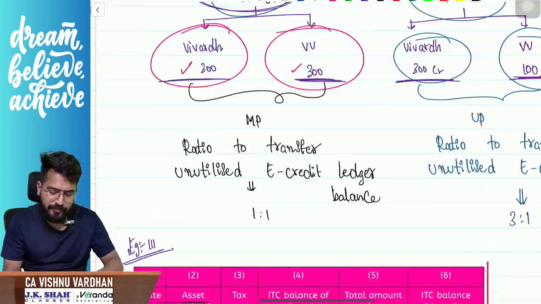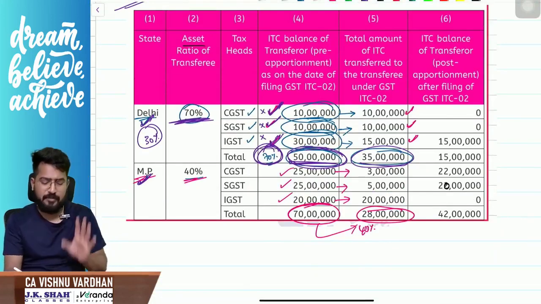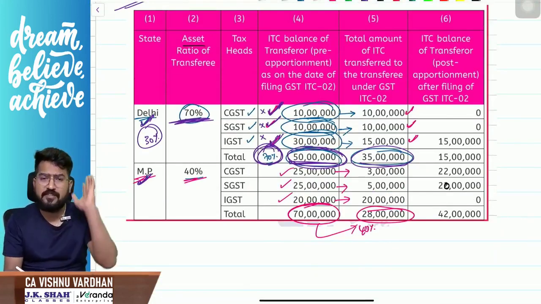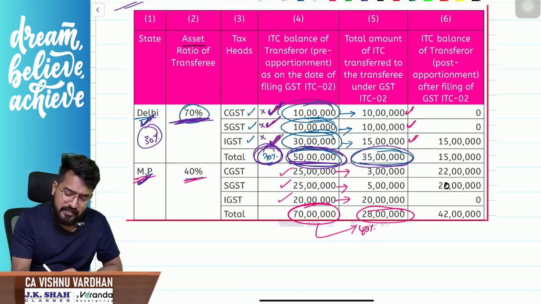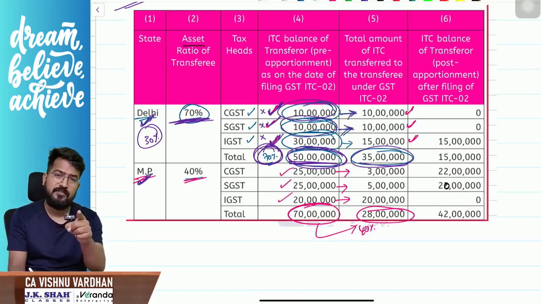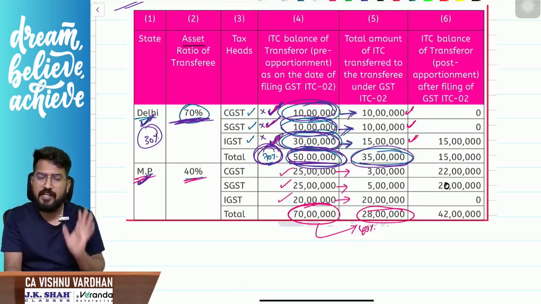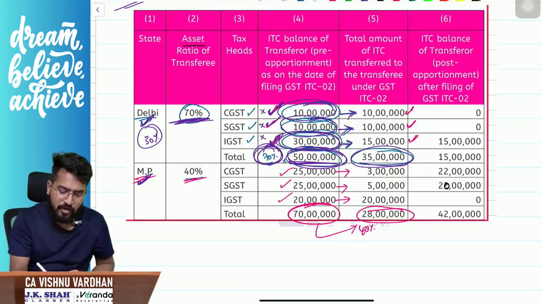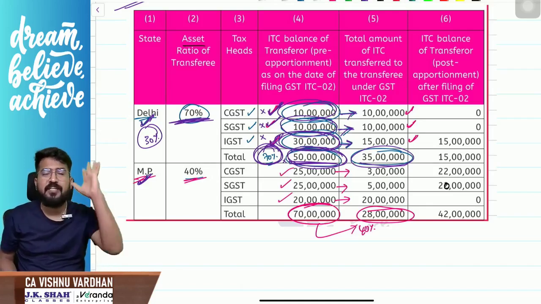Individually, we need not check 70%, 70%, 70%. Totally, out of 50 lakhs, I should transfer 35 lakhs, which is 70%. So from CGST, the full 10 lakhs I can transfer. From SGST, the full 10 lakhs I can transfer. If you have CGST of 10 lakhs, you cannot transfer 12 lakhs. Please understand that. And of the 30 lakhs IGST, I will transfer 15 lakhs. Totally, it is 35 lakhs, matching 70% of 50 lakhs. So that is sufficient. Head-wise, you need not apply that ratio.